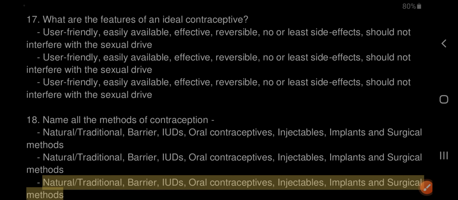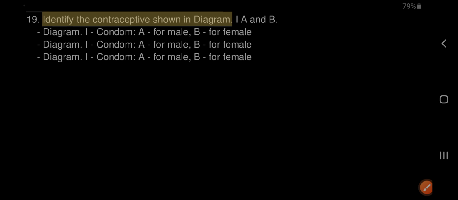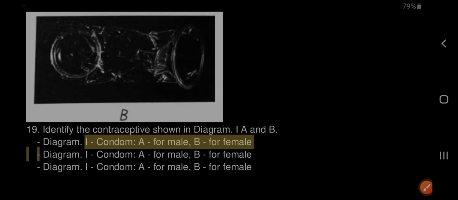19. Identify the contraceptive shown in the diagram. 1 is a condom, A for male, B for female.